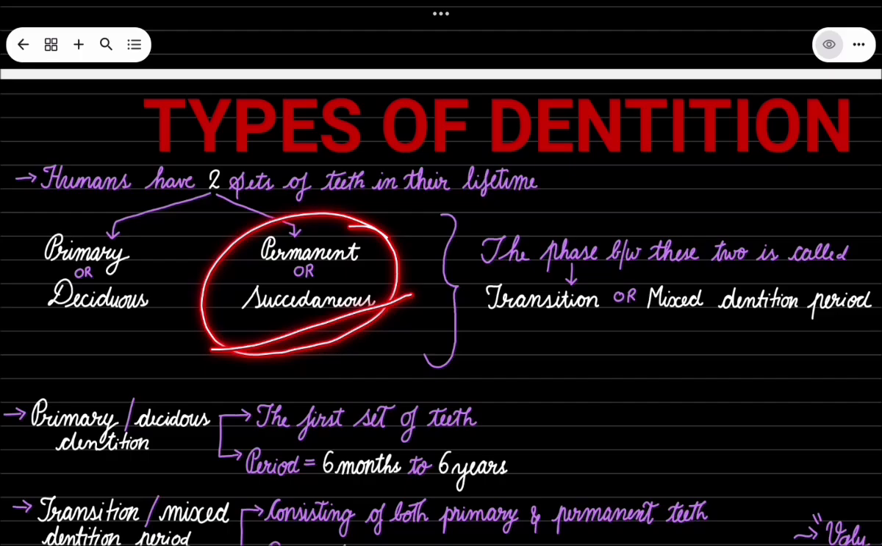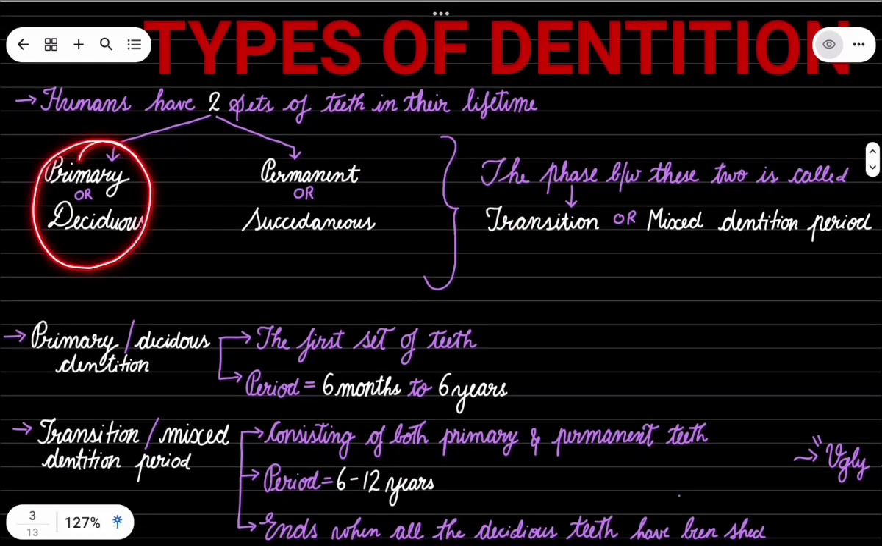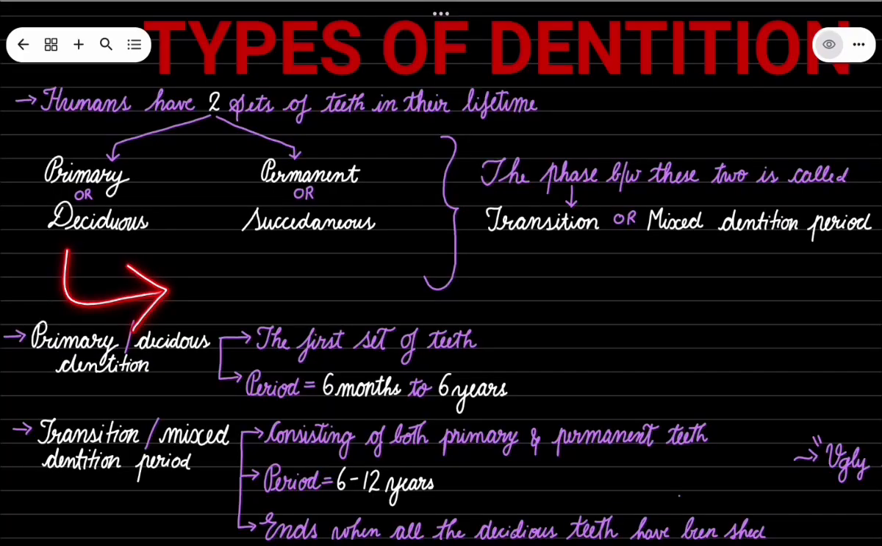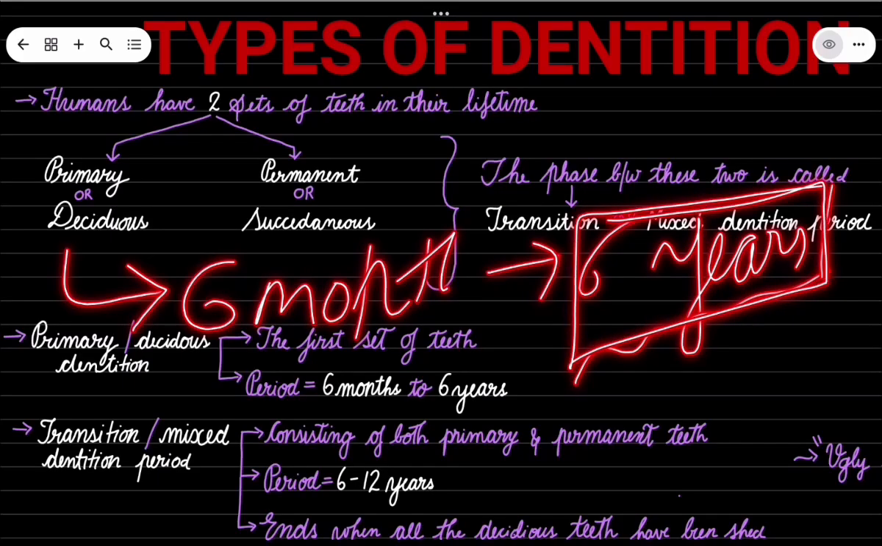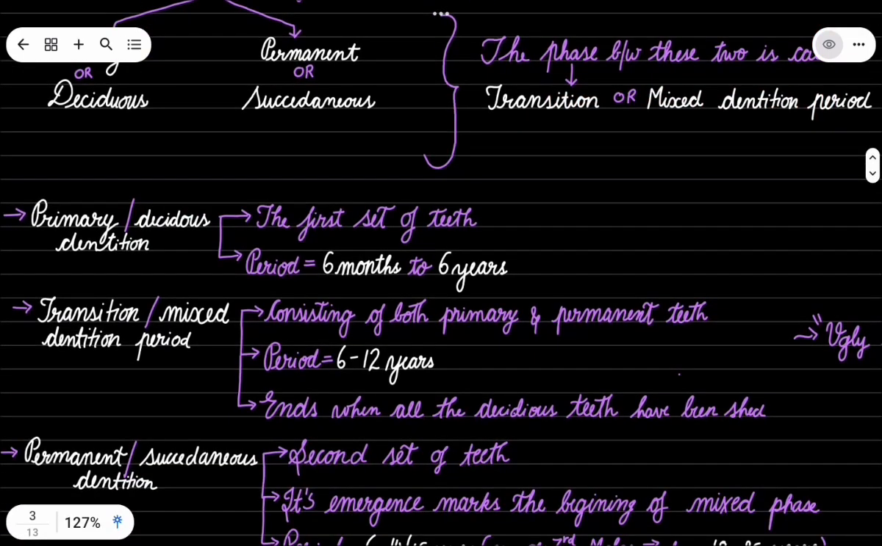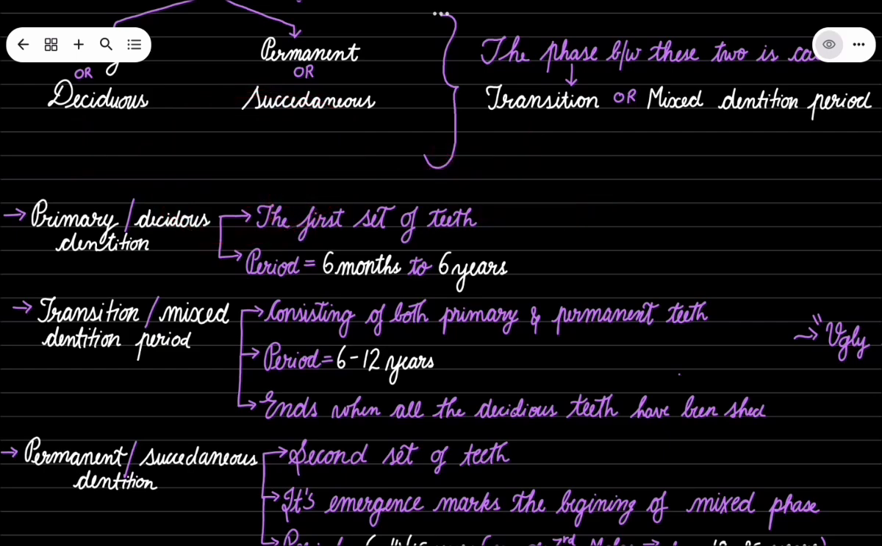Now, these teeth will stay throughout the life cycle or the lifetime of the child till the death or till the teeth fall off for some other reasons. Now, the primary or deciduous dentition will start at 6 months up to 6 years of age. Now, 6 years is the time when the first permanent tooth will erupt. These teeth are also called as milk teeth. You must be familiar with the term milk teeth. These are named so because of the milk-like white appearance of the teeth.